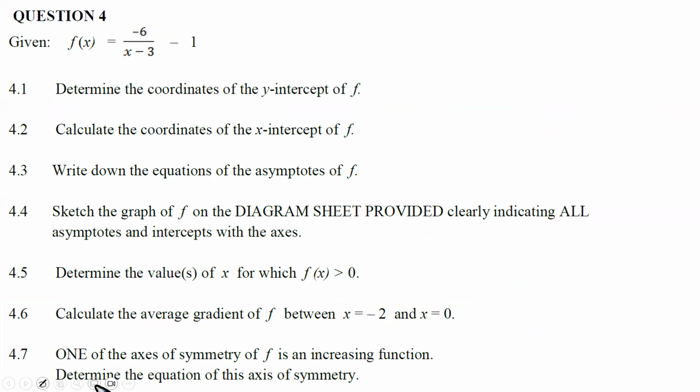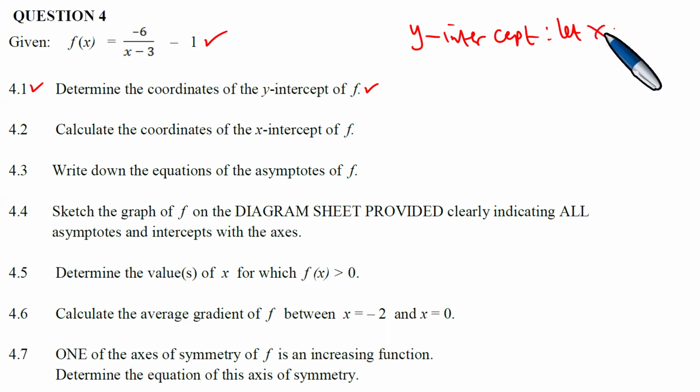Right, given f of x equals this expression, determine the coordinates of the y-intercept of f. How do you get the y-intercept in 4.1? Tando? How do you get the y-intercept of f? We say at the y-intercept x is 0. So let x be equal to 0. So in other words, when x is 0, because the equation of the function is f of x equals that.